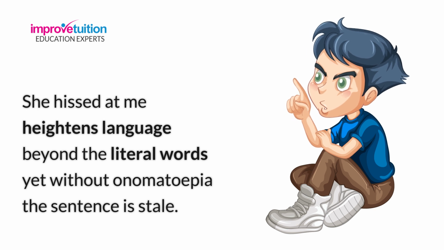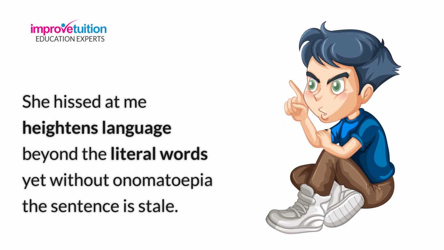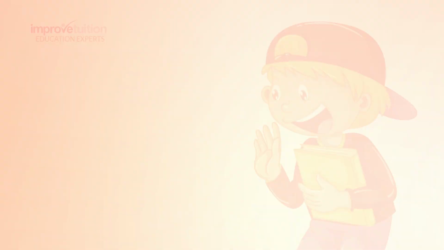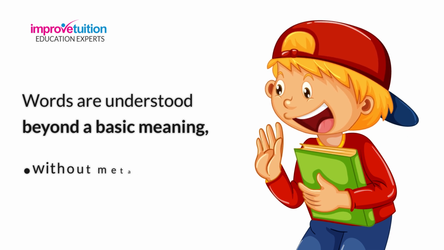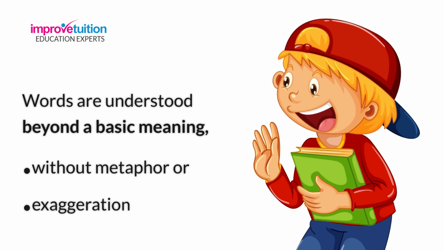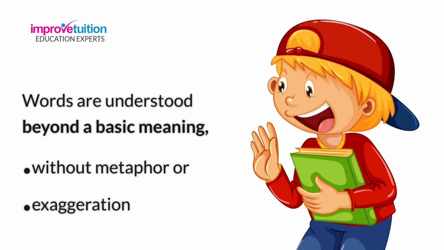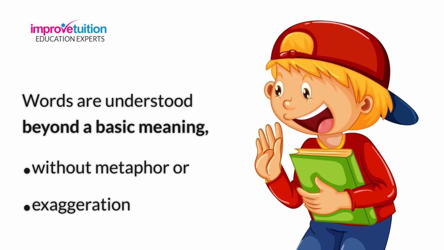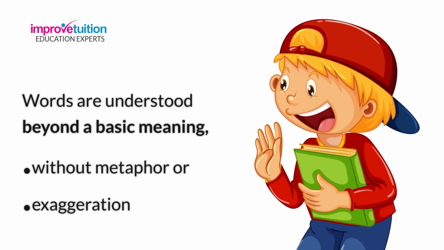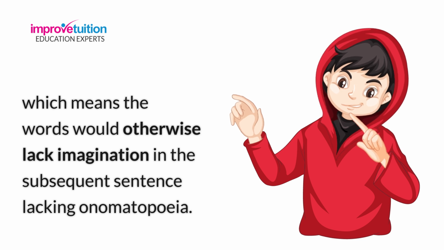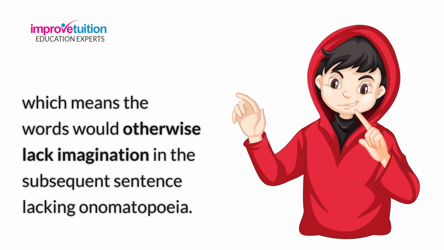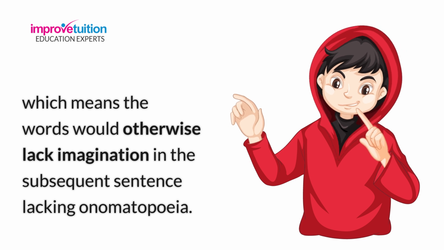Yet without onomatopoeia, the sentence is stale, it's flat, it's dead, it's boring. Here, the words are understood by going beyond the basic meaning, without a metaphor and without exaggeration. So the actual imitation of the sound and the spelling, they basically create imagination, and without which the words would otherwise lack imagination in the subsequent sentence, like an onomatopoeia. So that's the benefit. We didn't use a metaphor, or we didn't exaggerate it. We actually just used a sound, and it had imagination, otherwise it wouldn't.